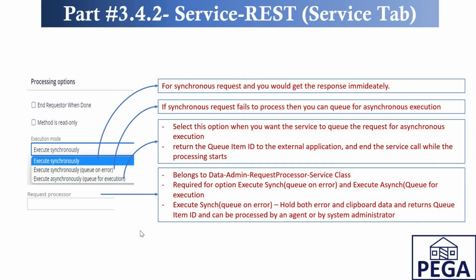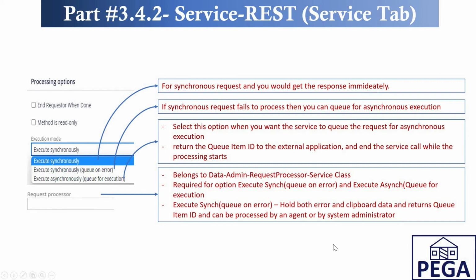The last point I wanted to mention with respect to requester processor is the scenario where you have chosen execute sync queue on error. It has the ability to hold both the error and the clipboard data and returns the queue item ID back to the caller, so that it can be processed by an agent or the system administrator at a later point of time.